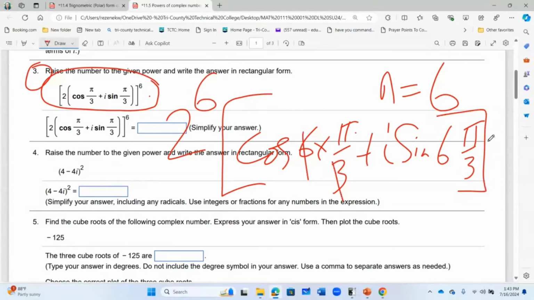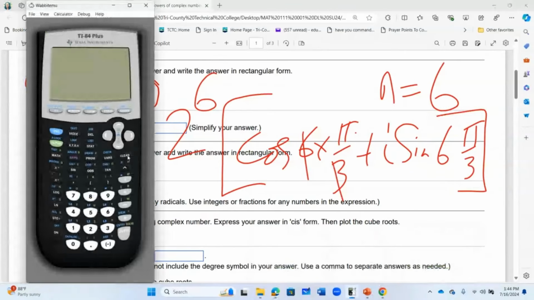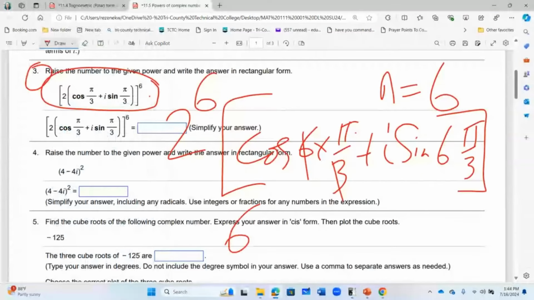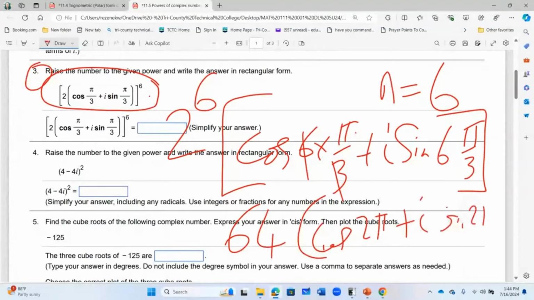I get my calculator and make sure I get it right, because I don't want to do anything in my head. So I turn my calculator on, 2 caret 6, and I got 64. So 64 times cosine of 2 pi, that's 360 degrees, plus i sine 2 pi. That's it. That's easy. All right, let's do number 4.